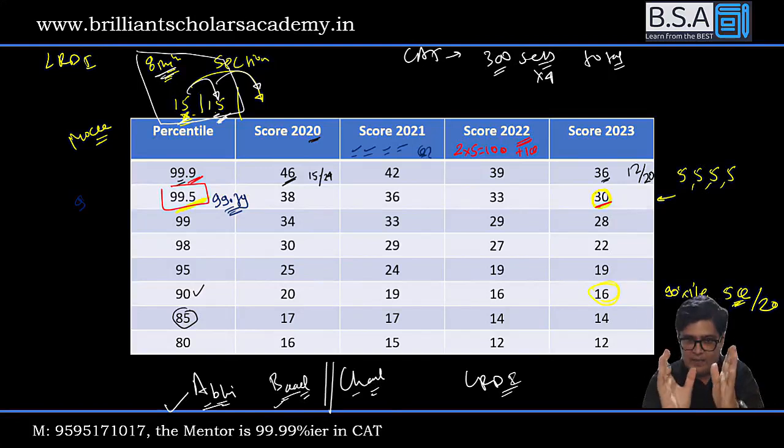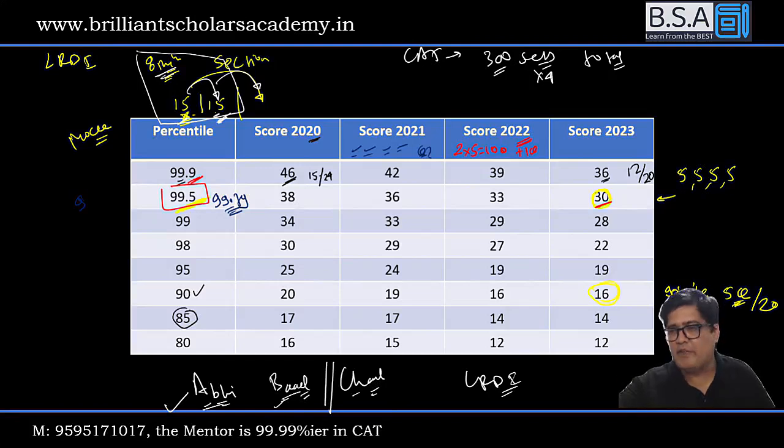Try to have that in mind. How much score do you need? Half of the paper solved, half the section solved, 99.5 is clear in LRDI. Any doubts so far? It's an introductory class. Today is the introduction.